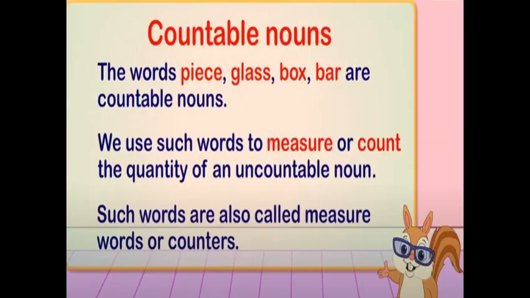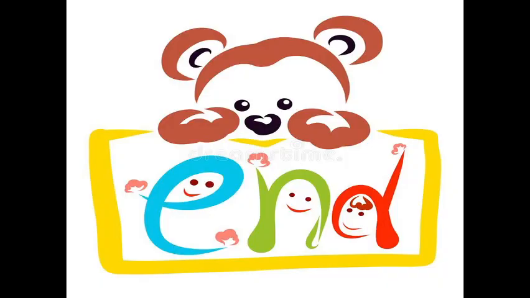The words piece, glass, box, bar are countable nouns. We use such words to measure or count the quantity of an uncountable noun. Such words are also called measure words or counters. So I hope children you have understood what is countable noun and what is uncountable noun. If you have any doubt you can ask me. Thank you.